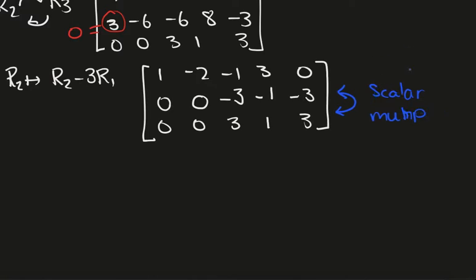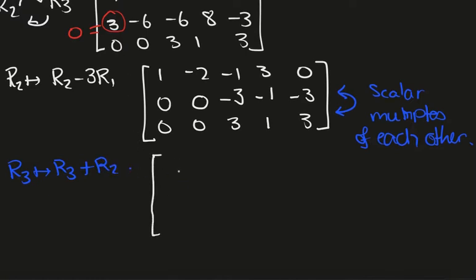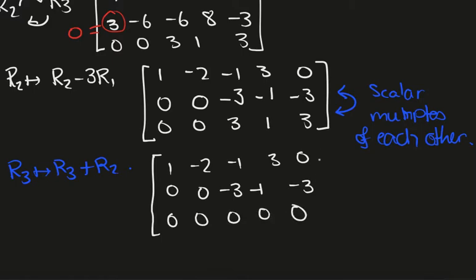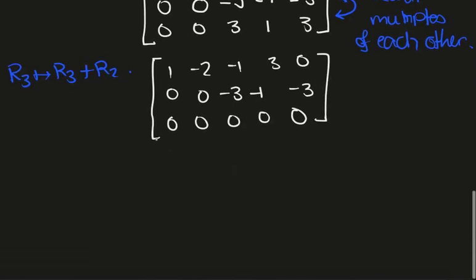I hate when this happens. Scalar multiples of each other. And so we can just take row 3 to now be row 3 plus row 2. That gives us, well, the first row remains the same. The second row remains the same. And the last row is just a row of zeros.